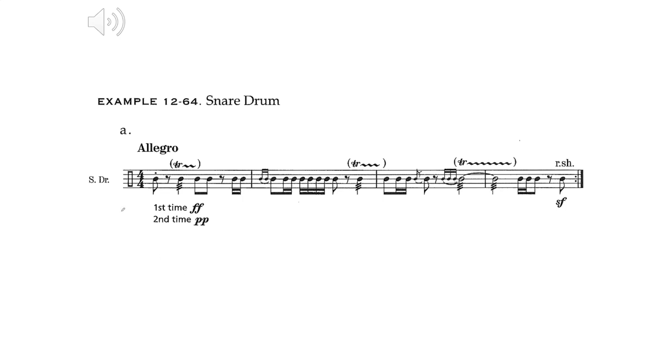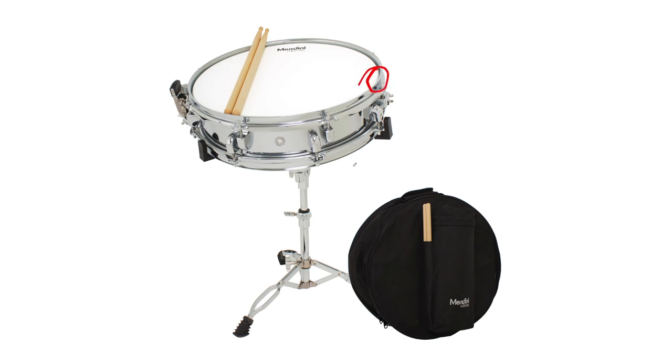Here we have an example with very characteristic playing techniques, tremolo or trill, both exactly the same, and with grace notes. So in the first time we are going to hear it in fortissimo dynamic, and in the second time in pianissimo dynamic. Let's hear it. And the abbreviation at the end means rim shot, meaning hit on the edge of the instrument.